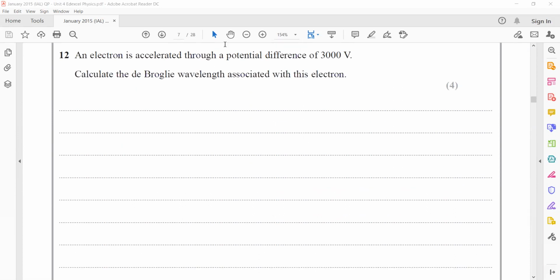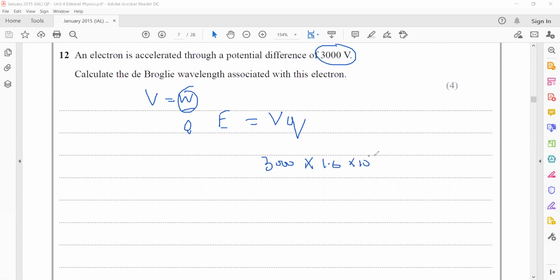An electron is accelerated through a potential of 3000 volts. Calculate the de Broglie wavelength. How to calculate? First, we'll get the energy. V is equal to energy divided by charge, because voltage is work done per unit charge. If we need energy, it's voltage multiplied by charge. Voltage is 3000, and the charge of an electron is 1.6 times 10 to the minus 19 coulomb. So we'll get the energy in joules.